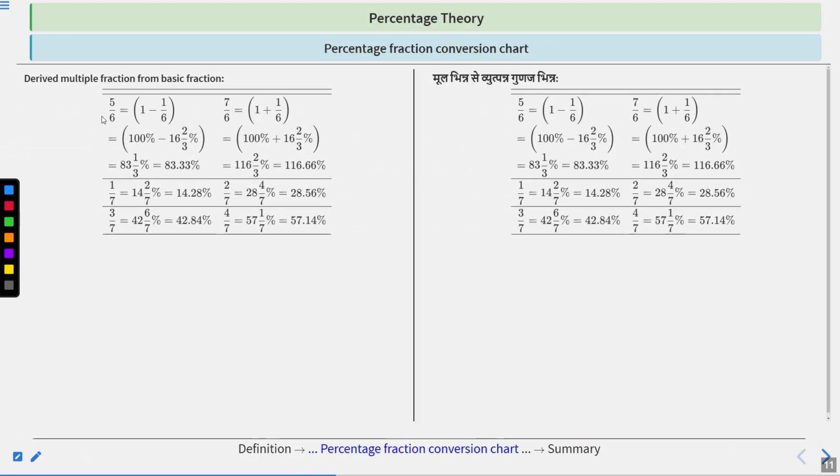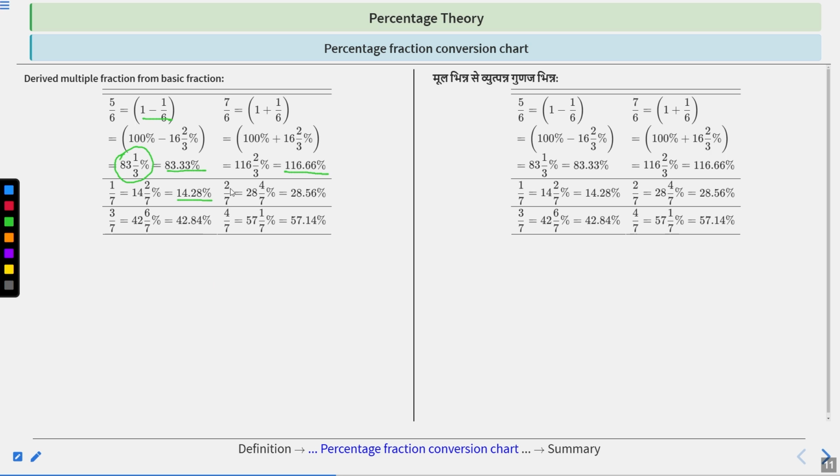Now, in that way, 5 by 6, we can write it as 1 minus 1 by 6, which is 100% minus 16 2 by 3%, which, when we convert it, we get 83.33%, or we can write it as 83 1 by 3%. In the same way, when we calculate 7 by 6, which is 1 plus 1 by 6, it will be converted into 116.66%. Next, 1 by 7, which is 14 2 by 7%, or we can write it as 14.28%.